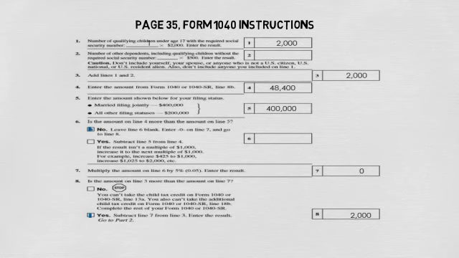Line 3 will be $2,000. Line 4 is your adjusted gross income. Line 5, put $400,000 as it instructs. Line 6 will be blank as $48,400 is less than $400,000, and line 7 will be 0. This will leave you with a possible credit of $2,000.